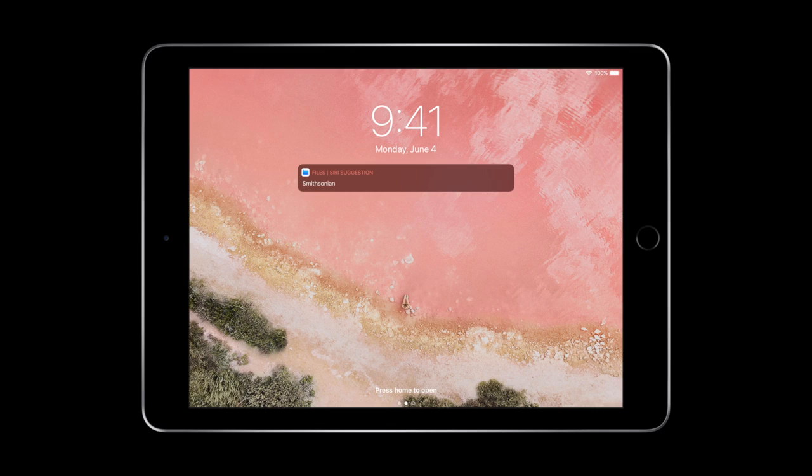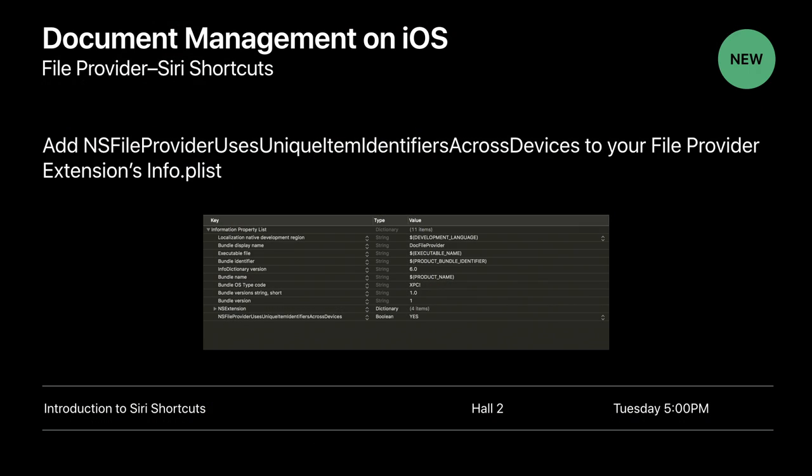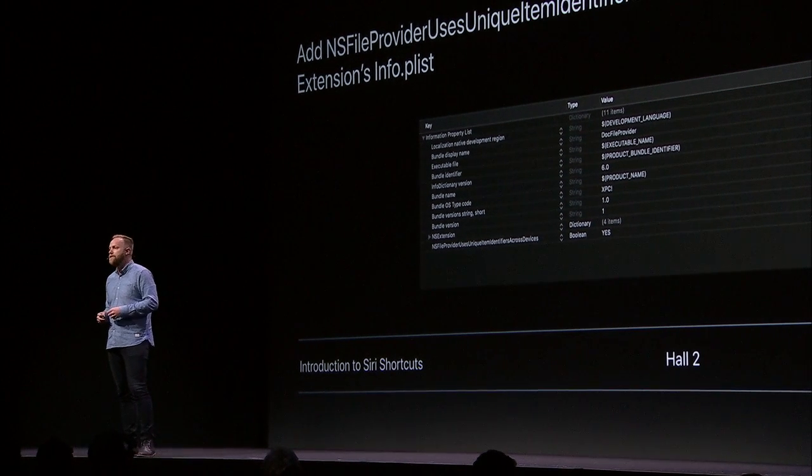And it's important to note that they're synced across devices because in order to support this, your file provider will need to use unique identifiers for each file across all of the devices for a given customer. If this is true, or you can make this happen, all you need to do to support Siri shortcuts in your file provider extension is to add NSFileProviderUsesUniqueItemIdentifiersAcrossDevices to your file provider extension's Info.plist file. Once you've done that and submit it to the store, you're done. For application developers, there's nothing you need to do. For more information about Siri shortcuts, check out yesterday's session, Introduction to Siri Shortcuts.